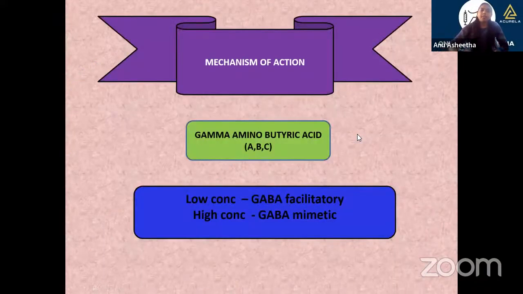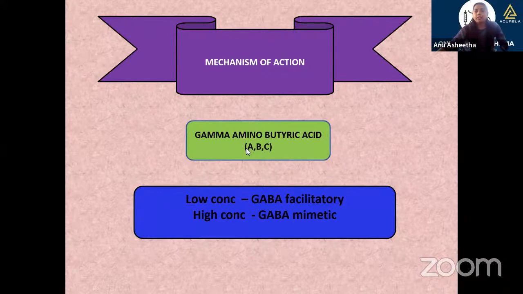So coming to the mechanism of action, they act through GABA receptors, gamma-aminobutyric acid receptors. They are mainly of 3 types: A, B, and C receptors. A and C receptors are mainly ligand-gated ion channels, whereas the B receptor is a G protein coupled receptor.